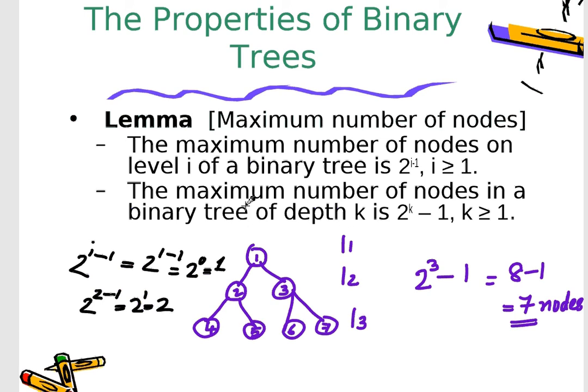So next is the total number of nodes in a binary tree of depth k or level k is 2 raised to k, minus 1. So here in the equation, the minus 1 is not part of the exponent. So the total number of nodes in a binary tree is 2 raised to k minus 1. So it is 2 raised to 3 minus 1, 8 minus 1, it is 7 nodes.